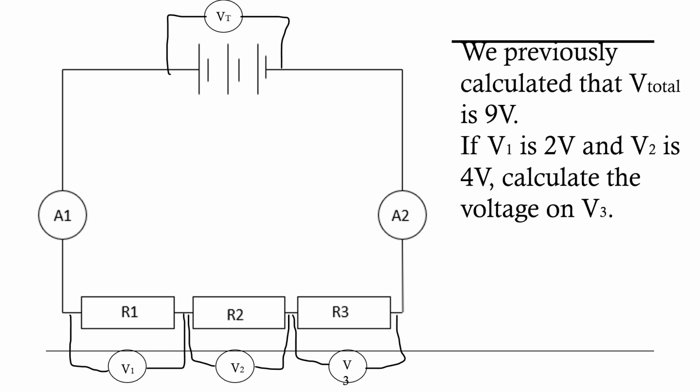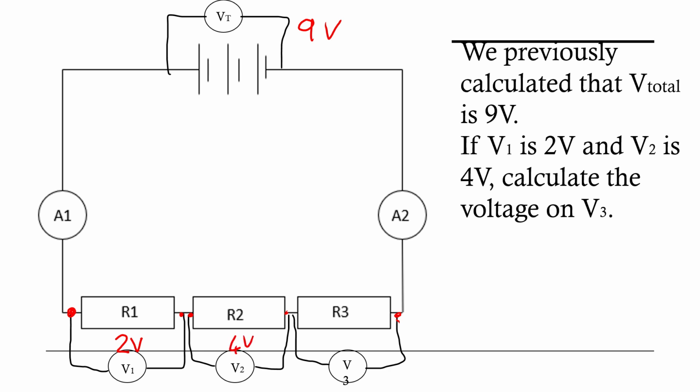So here I have the same circuit, but now I have a voltmeter over these 3 cells. I have V1, V2, and V3 over each of the resistors. So remember this resistor is measuring from here to here. This resistor is measuring from here to here, and this voltmeter is measuring from here to here. So these voltmeters are measuring those resistors in series. The question tells us that this voltmeter is 9 volts. We calculated that before. If V1 is 2 volts and V2 is 4 volts, how much is V3?